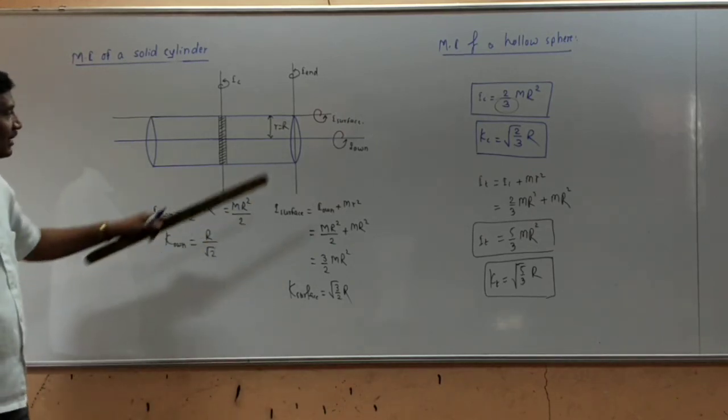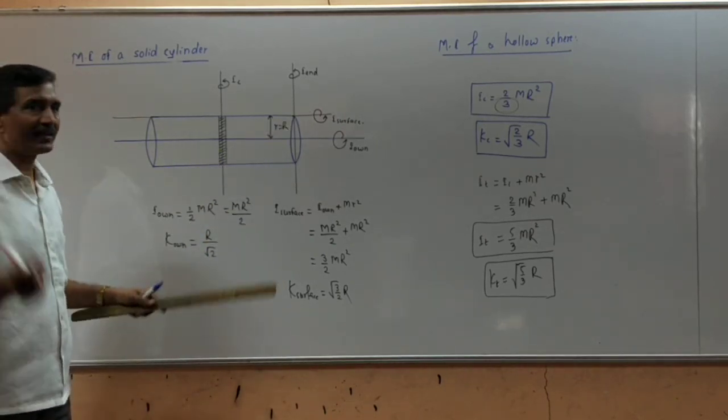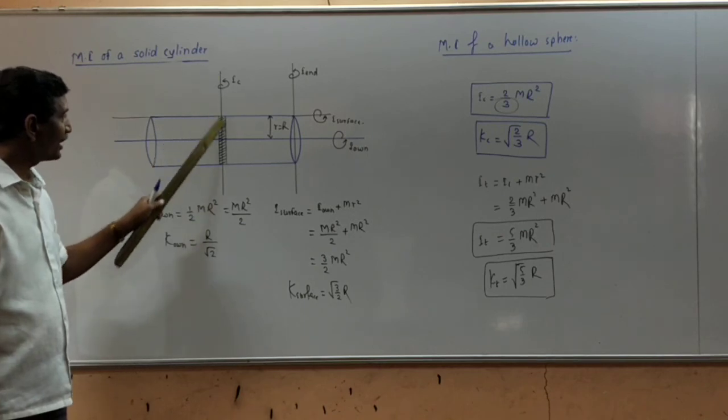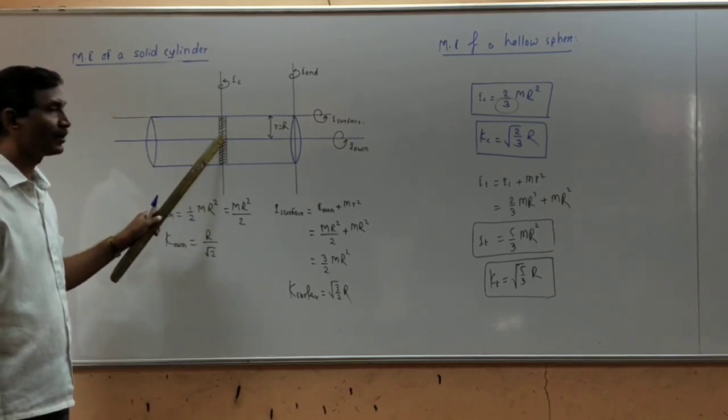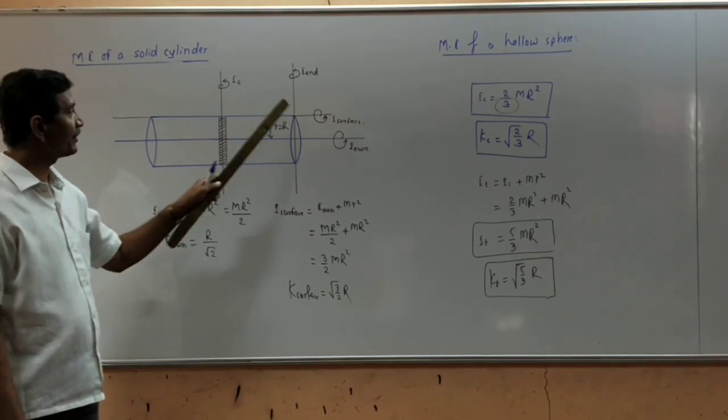So thus we consider these two cases. In the next session we consider the moment of inertia of the solid cylinder about an axis passing through the center and perpendicular to its plane and about one end.